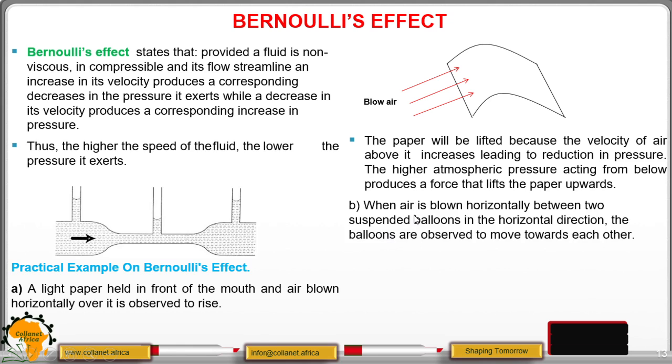The second one is when air is blown horizontally between two suspended balloons in the horizontal direction, the balloons are observed to move toward each other. If you blow air here, these balloons will move toward each other. The question is why?